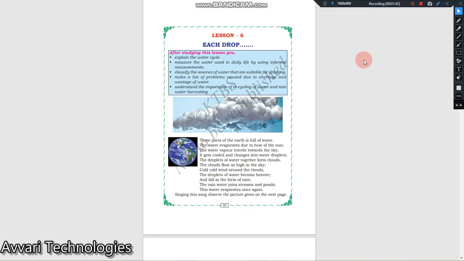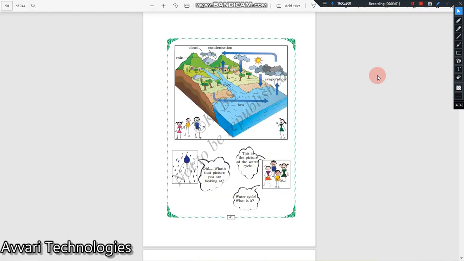Observe the picture given on the next page. Actually, in this lesson, there is no song. It's a type of short story which has questions in the middle. So, you should just be answering it and going. Okay, let's go to the next page.